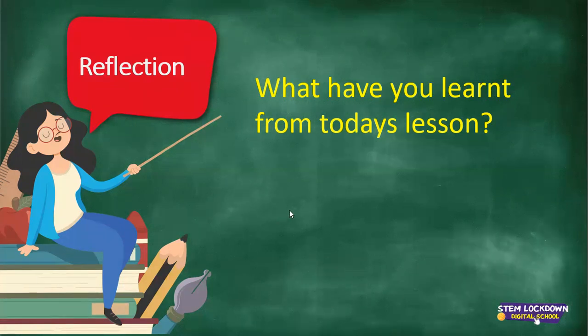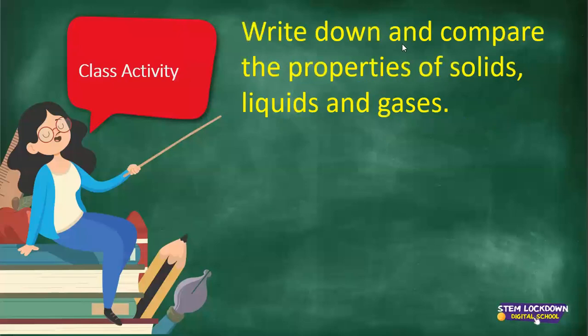Right. Let me give you a class activity, okay? So I want you to write down different properties of solids, liquids, and gases. For example, solids are hard, so they have a certain shape, and that shape does not change. It is a definite shape. That is an example of a property of a solid.